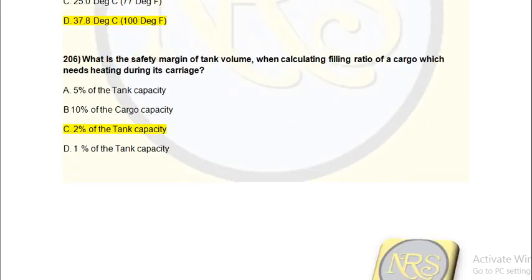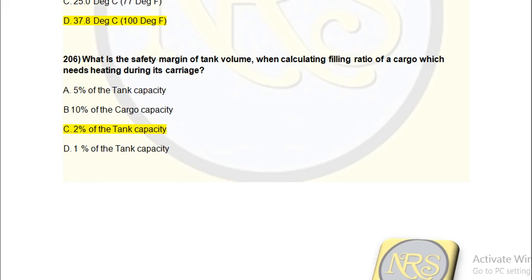Question number 206. What is the safety margin of tank volume when calculating the filling ratio of a cargo which needs heating during its carriage? Option A, 5% of the tank capacity. Option B, 10% of the cargo capacity. Option C, 2% of the tank capacity. Option D, 1% of the tank capacity. The correct answer is option C, 2% of the tank capacity.